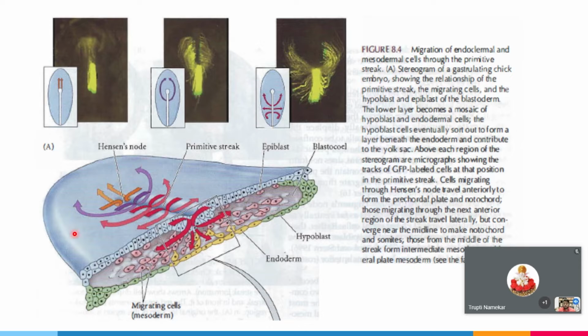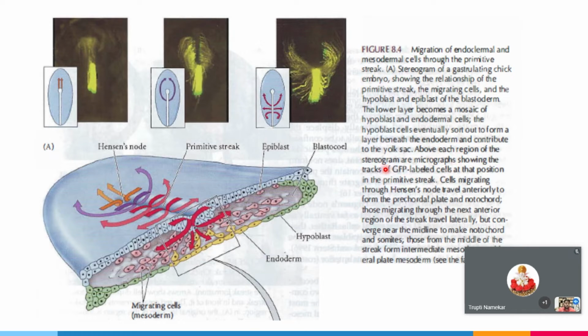The cells on top are the epiblast cells, the cells here are the hypoblast cells, and we can see that cells are migrating into the primitive streak. This is the primitive streak right here, with this structure being the Hensen's node, or the node as we were calling it. The lower layer becomes a mosaic of hypoblast and endodermal cells, the ones that are migrating inside. The hypoblast cells eventually sort out to form a layer beneath the endoderm and contribute to the yolk sac.